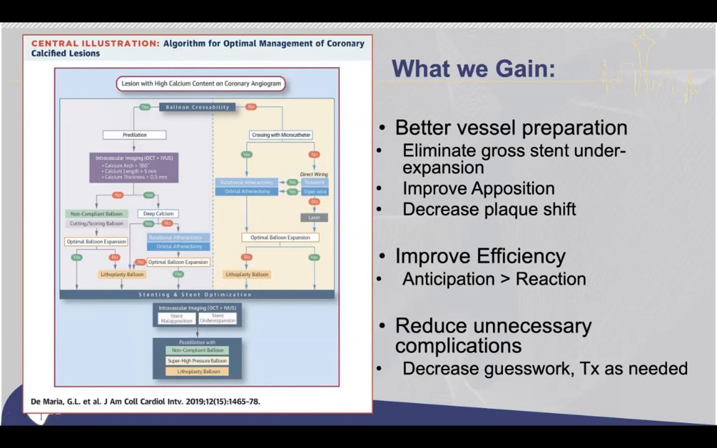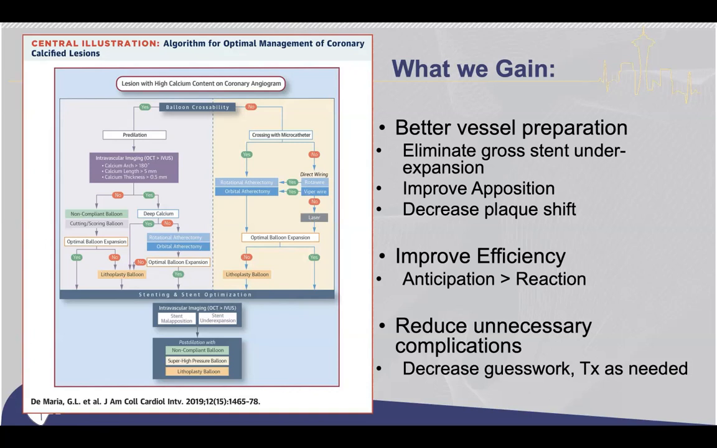I think these strategies are nicely outlined by Demare and others from last year in a review, looking at dealing with high calcium content lesions and diffuse disease. What we gain from better vessel preparation, I would argue, is that we can eliminate gross stent under-expansion. There should be no surprises, and there's really no reason for patients to have acute in-stent thrombosis as a result of us having an unexpanded stent. We can improve our long-term outcomes in terms of apposition and decreasing plaque shift and branch compromise. And we can improve our efficiency because we're anticipating issues rather than reacting to them. And in doing so, hopefully we can at least reduce unnecessary complications.